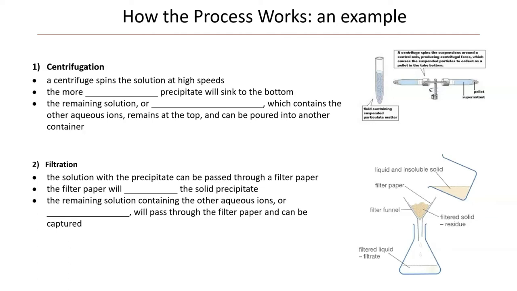The first way is that I could spin it at high speeds, and what this would do is cause all of the solid to sink to the bottom because it's more dense. Okay, and then it would form a pellet at the bottom, and my supernatant that's still at the top would contain my other ions that I could test for. The other thing that I could do is filter it, where my filter would capture any solids. And then the remaining solution that passes through, which we call our filtrate, could then be tested for other ions.